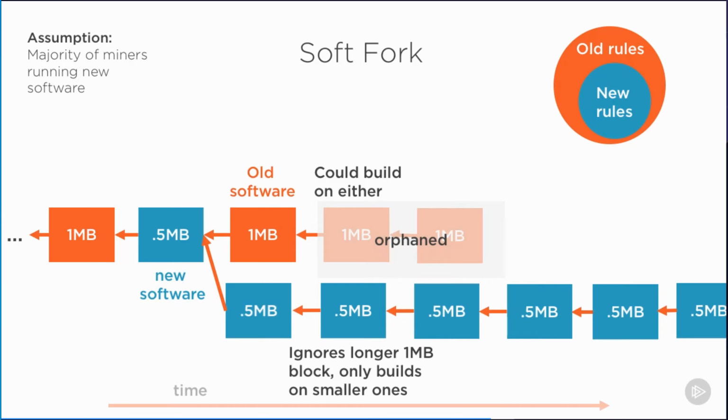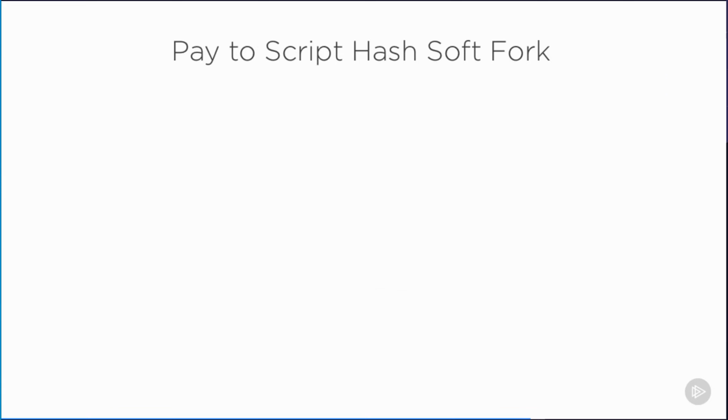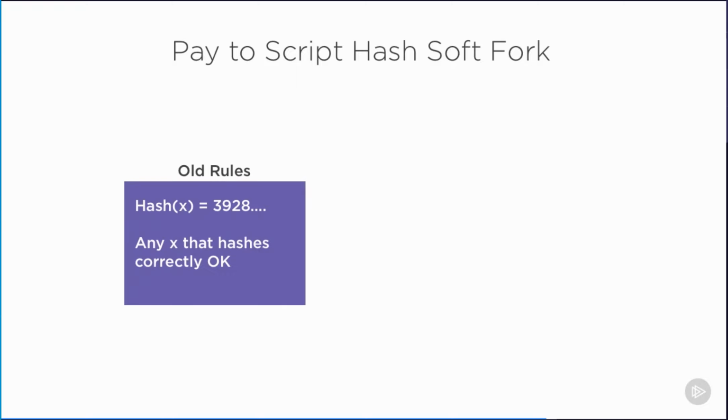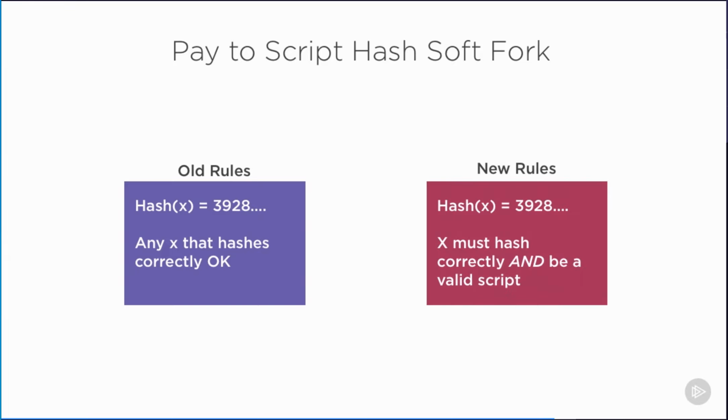Miners running older software will be wasting energy creating blocks that will never be accepted. And non-mining nodes will also not be aware of the new rules. Consider the case of the pay-to-script hash feature, which was added as a soft fork. This added a new constraint to the output scripts that look like this. In English, this reads, "In order to spend this coin, supply text that hashes to this given value."